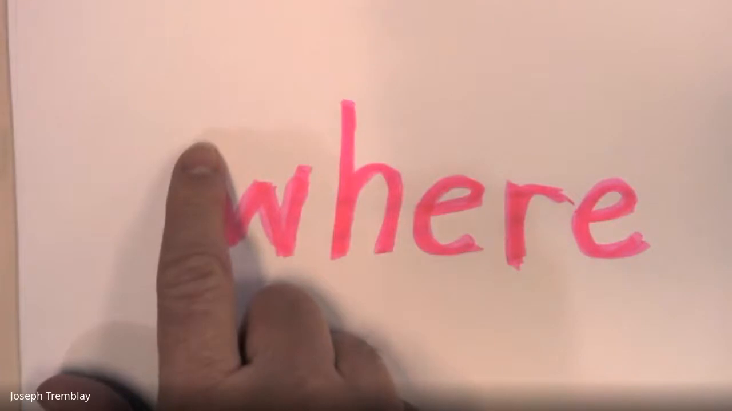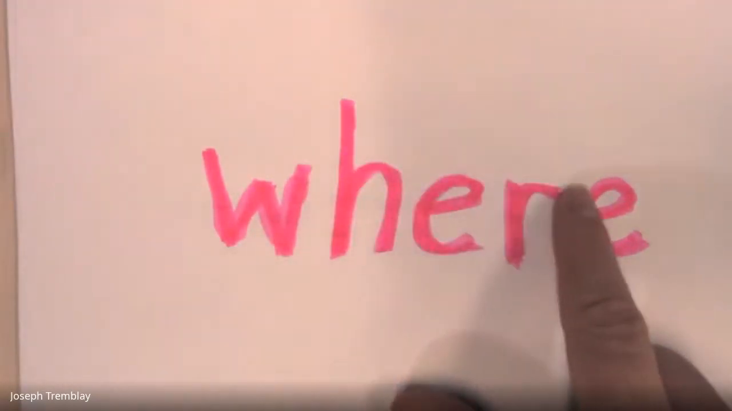Now let's go ahead and trace over our letters, which yours would be bumpy, and you should be able to feel it as we do this. And we're going to say the letter names as we do it. Ready? W, H, E, R, E. Where. W, H, E, R, E. Where.